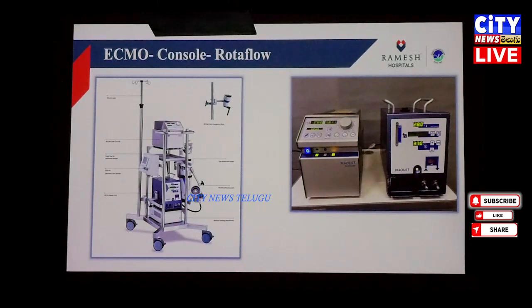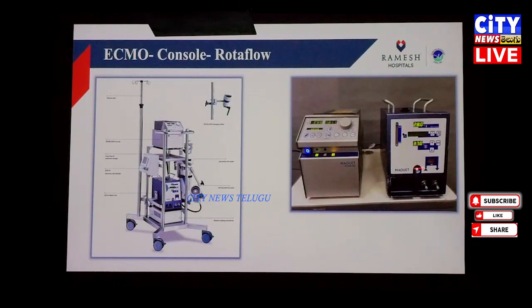Basically, there are two companies, Maquet and Medos, which provide the ECMO consoles. This was the first machine which came by Maquet. This is called the Rotaflow. So basically, it consists of a console. Now, this console has two values. One is revolutions per minute, that is the speed at which the pump rotates, and the other shows you the cardiac output, the flow, in liters per minute. This is the knob which is used to adjust this.